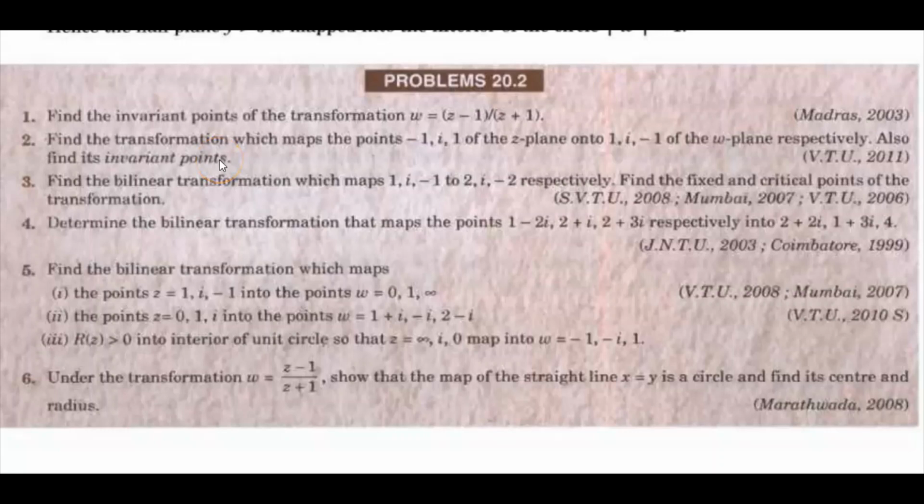In this video, I am going to solve question number 6 of exercise 20.2 of B.S. Grewal textbook. The question is: under the transformation W equal to (Z minus 1) divided by (Z plus 1), show that the map of the straight line x equal to y is a circle and find its center and radius. So, we need to find the center and radius of the circle.